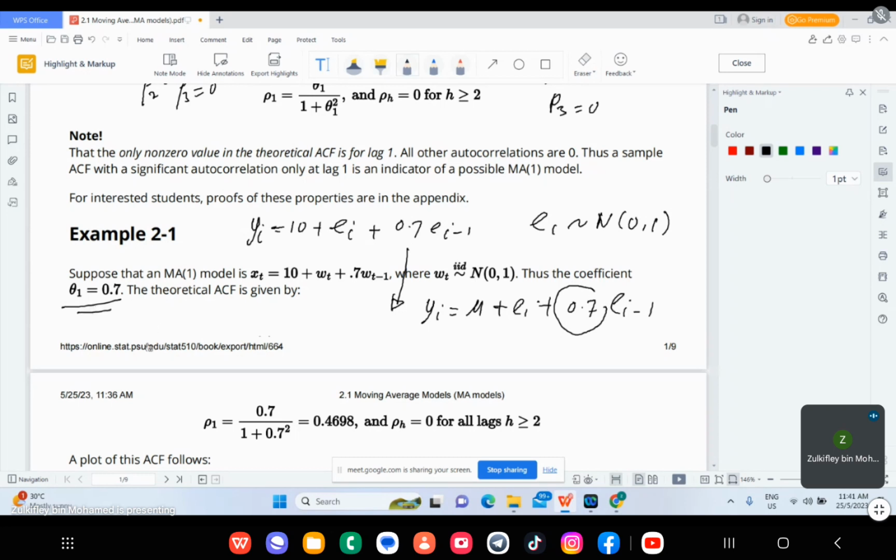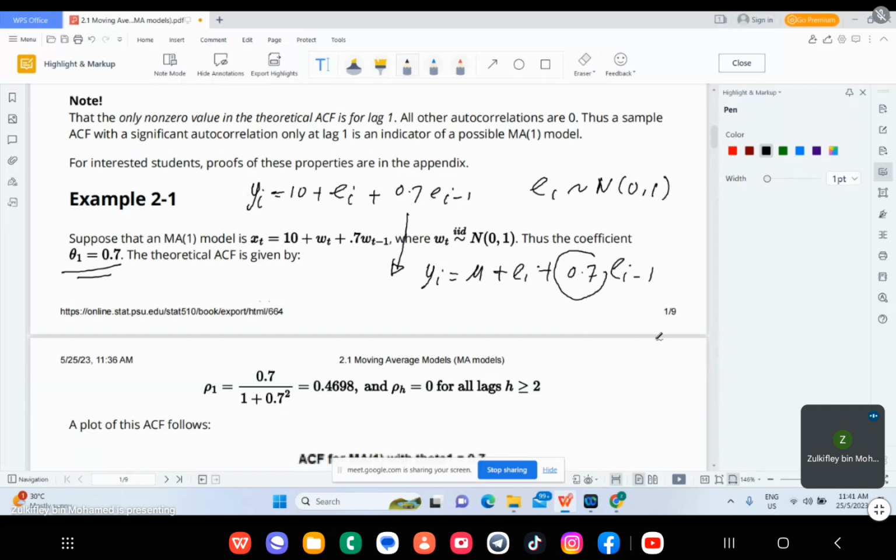So from here, we can estimate our autocorrelation. So your autocorrelation, you just apply the formula here. Rho 1, because rho 2 and above is equal to 0. Rho 1 is equal to theta 1 0.7 over 1 plus by theta 1 square, 0.7 square. These are your rho 1 is equal to 0.4698. This is 0.